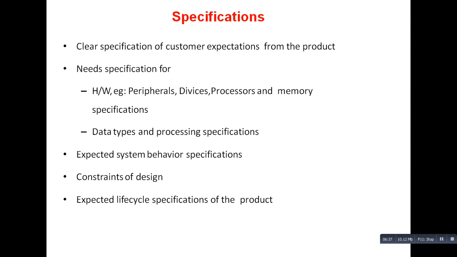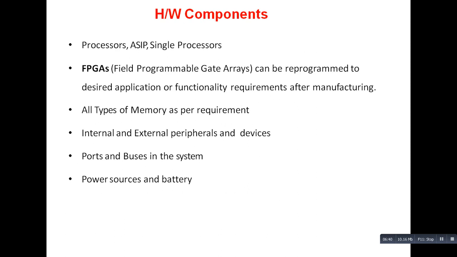Next, hardware components. What are the hardware components? Processor, advanced processor or microprocessor or microcontroller, all types of memory as per the requirement, internal and external peripherals, devices, ports, buses, power sources, batteries. FPGA is a field programmable gate array, which can be reprogrammed to the desired application or functionality requirement after manufacturing. If we want to reprogram our system or reprogram our requirements, then we use this FPGA, field programmable gate array.